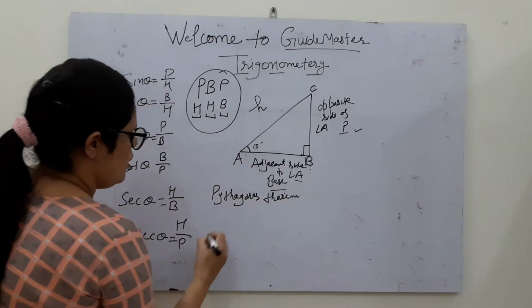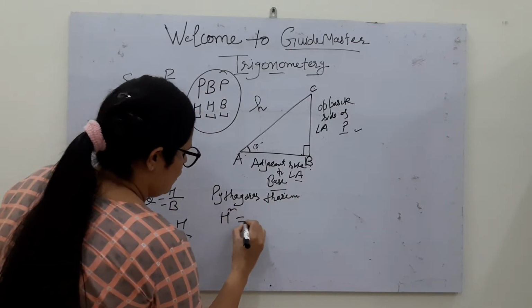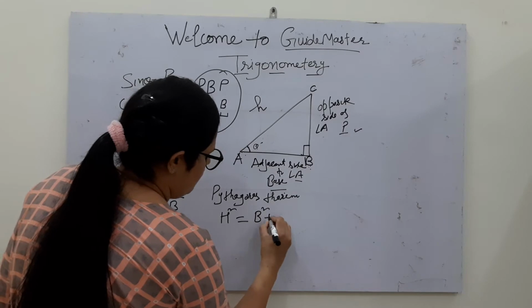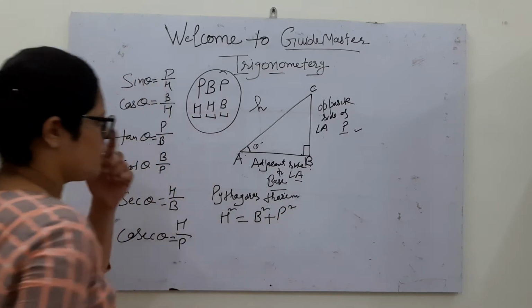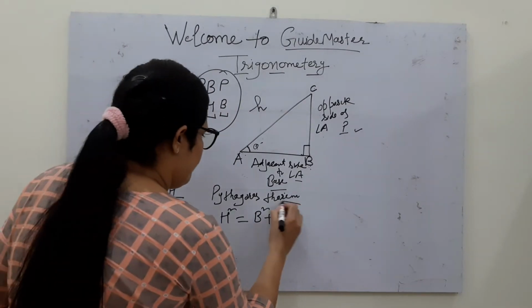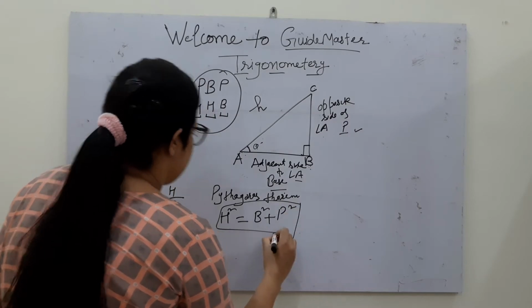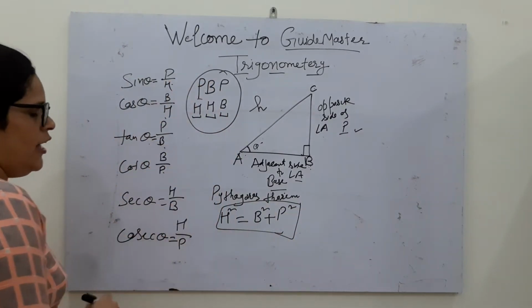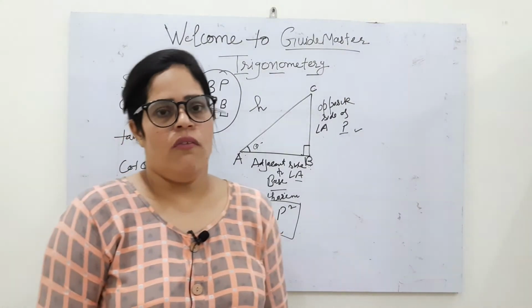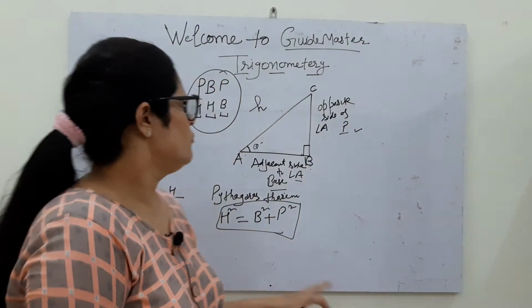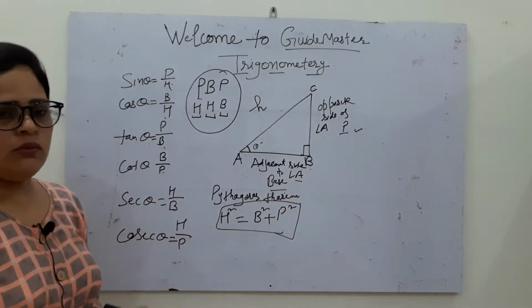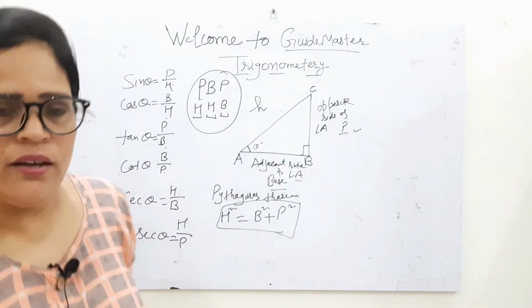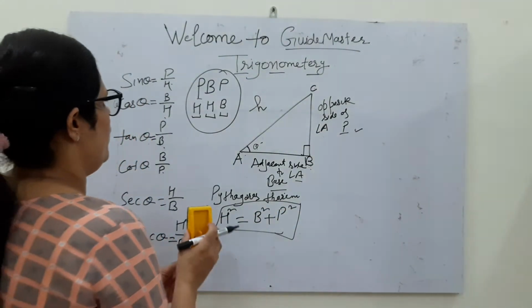That is, hypotenuse square is equal to base square plus perpendicular square. So by remembering this, and also the basic trigonometric ratios, we can solve all the questions of exercise 8.1. So just write down that. Now we can do exercise 8.1.